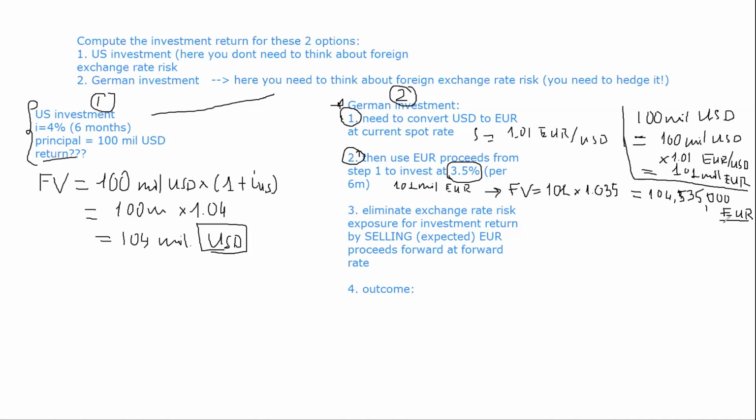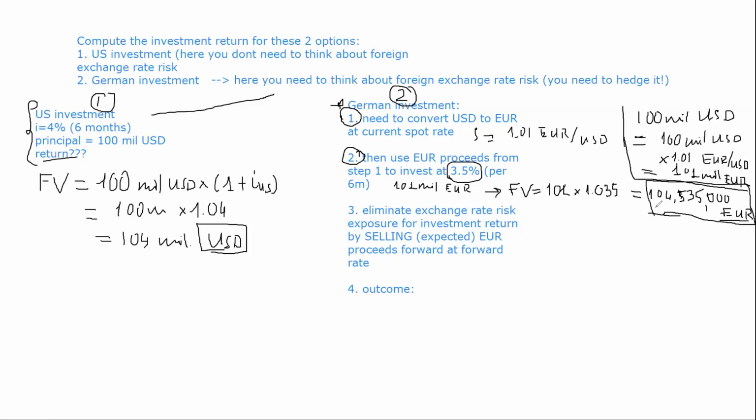So I know that I'm going to earn a euro amount after 6 months, but because I'm a US investor, I'm going to have to convert this back into the USD eventually. Now, we also don't want to bear any foreign exchange rate risk, yeah? So at the current time, instead of having to wait until 6 months and exchange the euro back into the USD at the future spot rate, what I can do is enter into a forward contract, okay, for the amount of 104.535 million euro, okay.